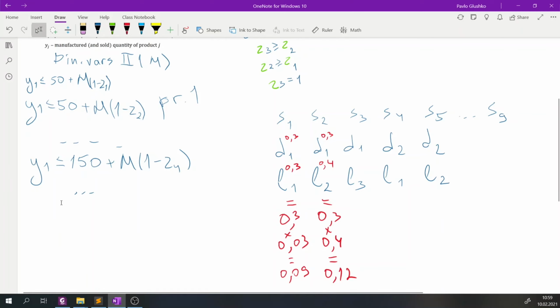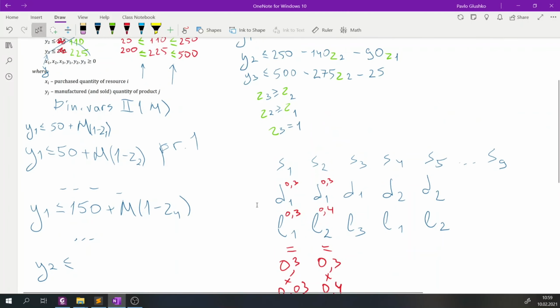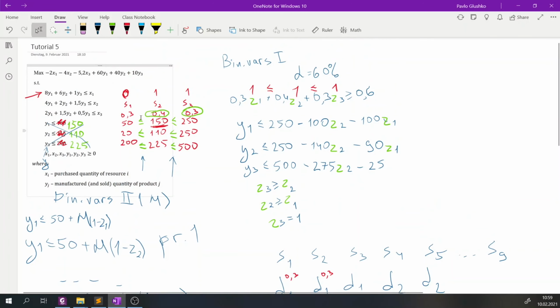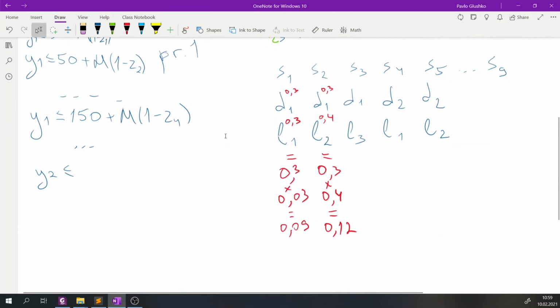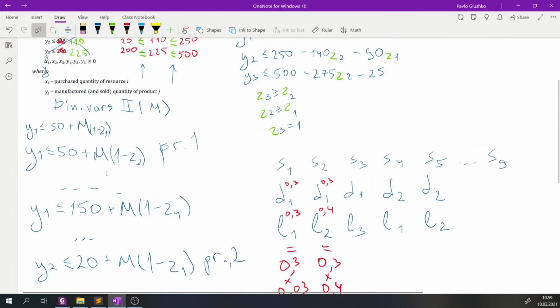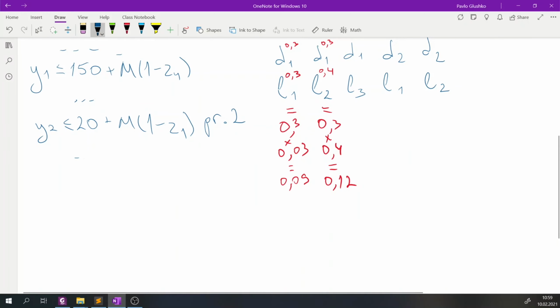After I formulate these constraints, I would then create constraints for product 2. For scenario 1, for product 2, it would be 20 plus M times 1 minus z1. So here we start product 2. And then in the same way, I would create these demand scenarios for product 2, and then for product 3, and I would be done with the demand scenarios.